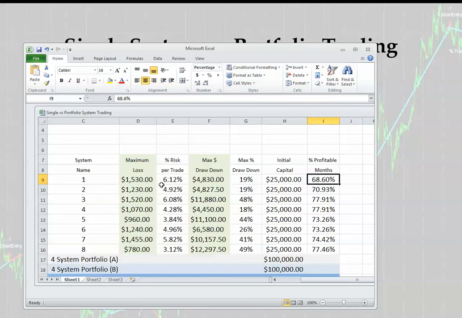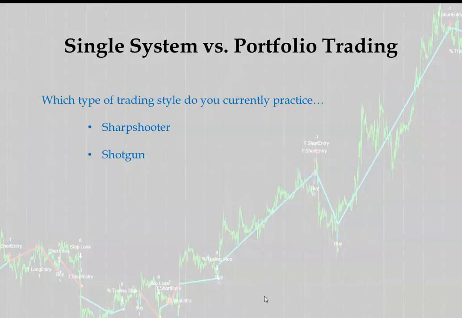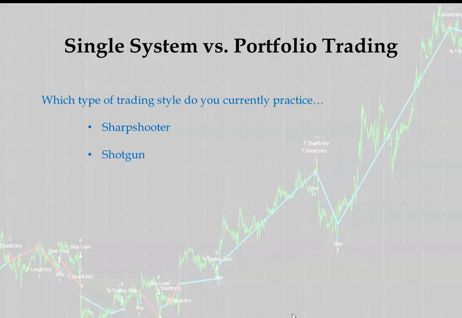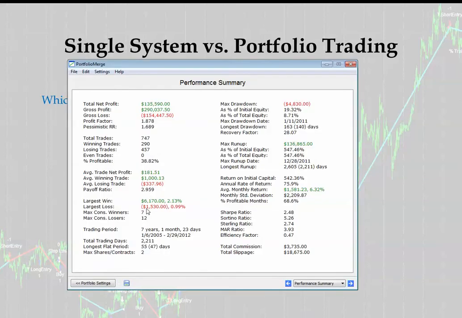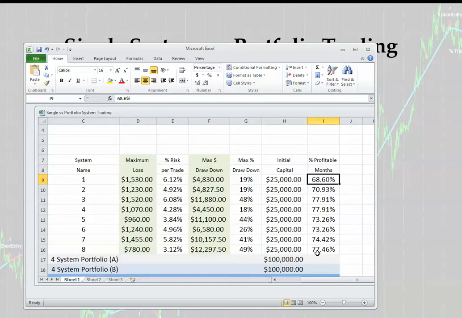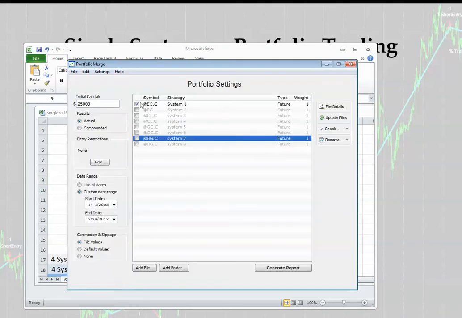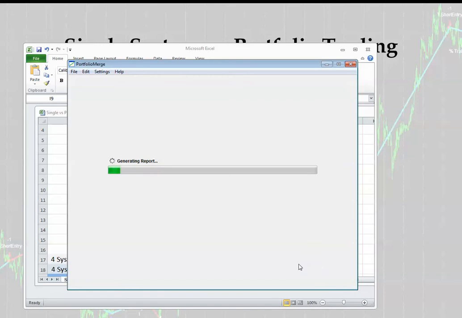So we've got a max loss of 1530, a max drawdown of 4830. Let me see if that's correct. So 1530 for max loss, 4830 for max drawdown, and 68.6. Okay, so that's correct. So now let's go back and load our system 2, keeping the initial capital the same and same dates.